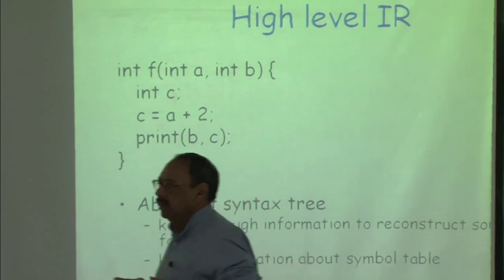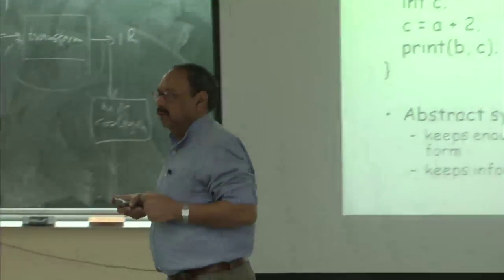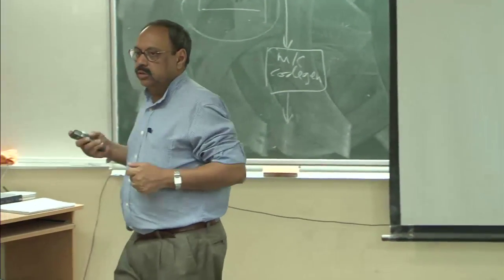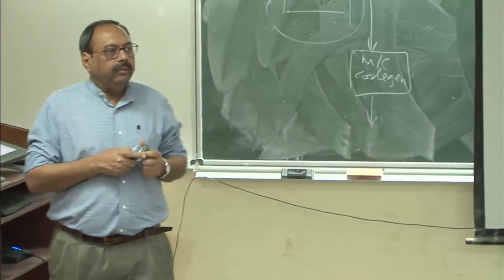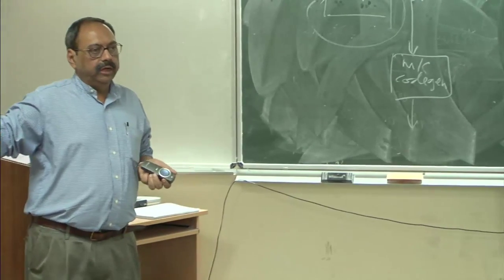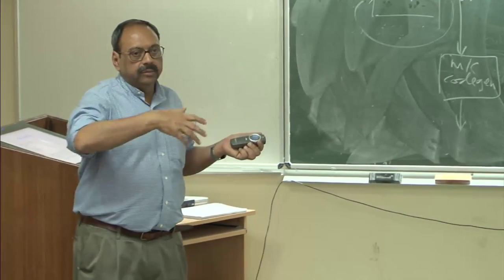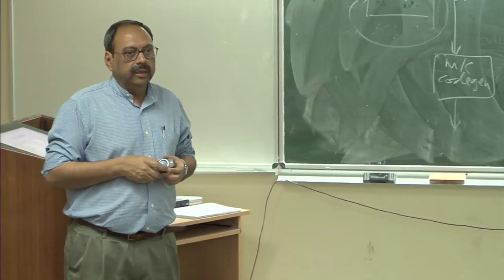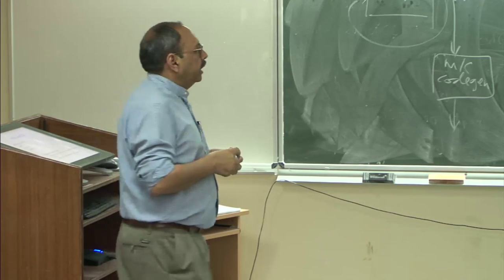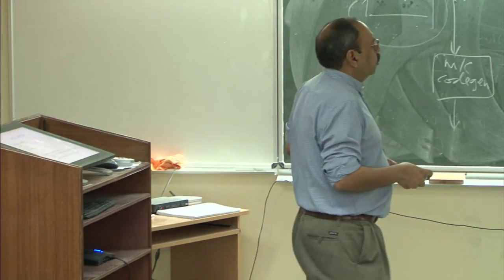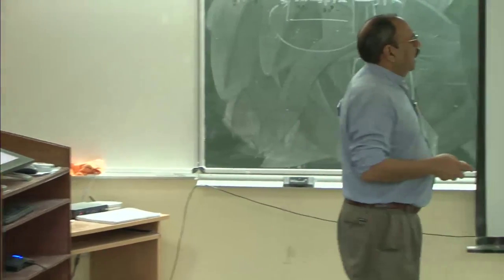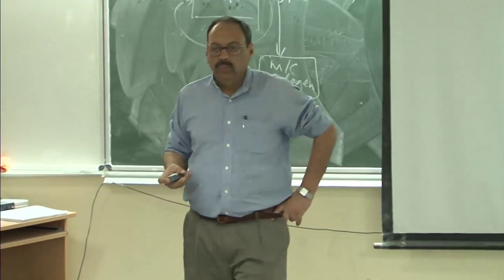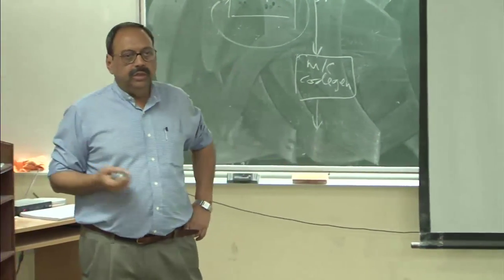if you say that I want to convert my C programs into Pascal, or I want to convert C++ programs into C and so on, at that time you don't want to go all the way to a very low-level IR and then try to reconstruct something, because it may not be possible to reconstruct. Therefore, I would like to keep my IR at a much higher level, close to the abstract syntax tree, and put whatever information is required for this conversion in the symbol table.